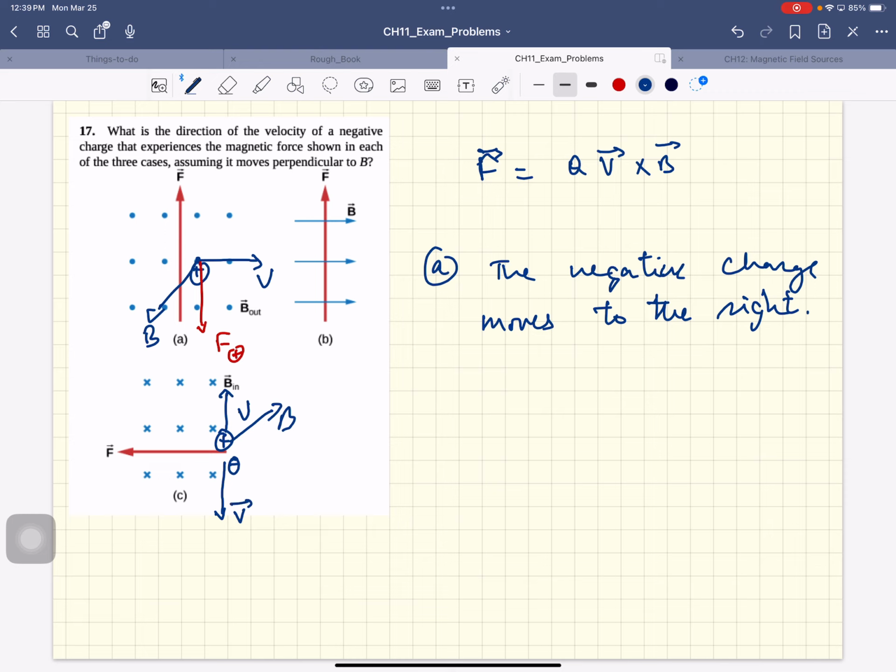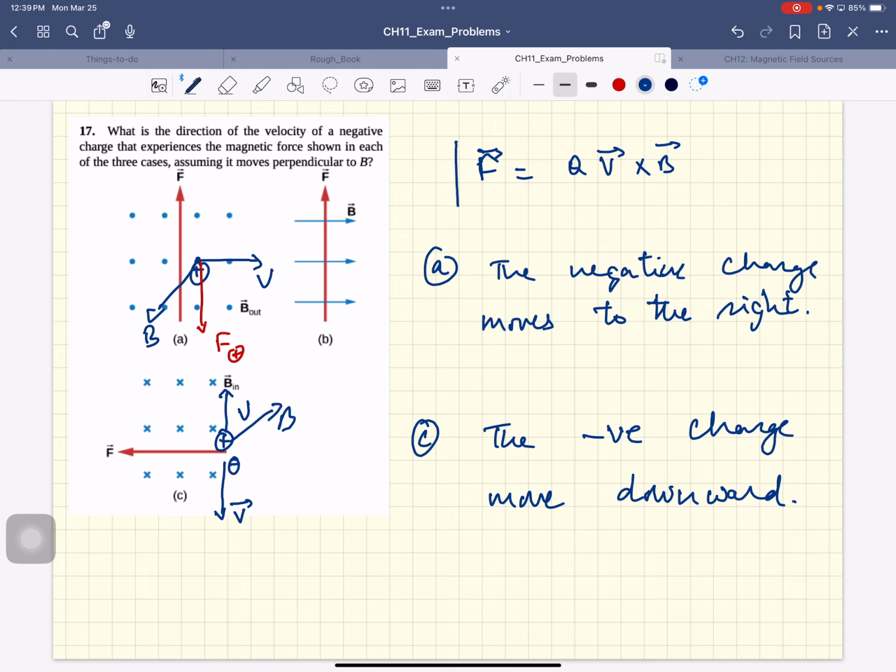So for C, the negative charge moves downward.